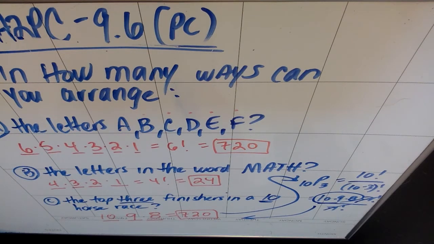So again, you can either think about this logically, or you could use that nPr, because you're taking 10 horses and picking 3 of them in order. nPr, so 10P3. Anyway, either of those would work.